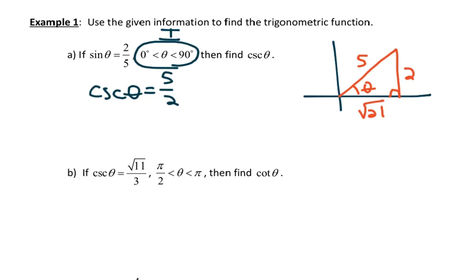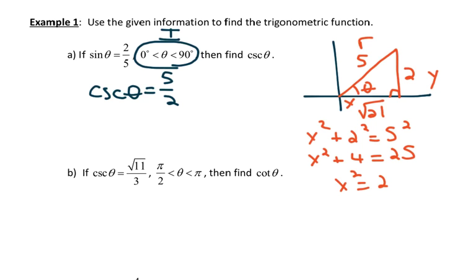How did I get that? Well, this is x, this is y, this is r. So x squared plus y squared is equal to r squared. So x squared plus 4 is equal to 25. So x squared is 21, so x must be the square root of 21.